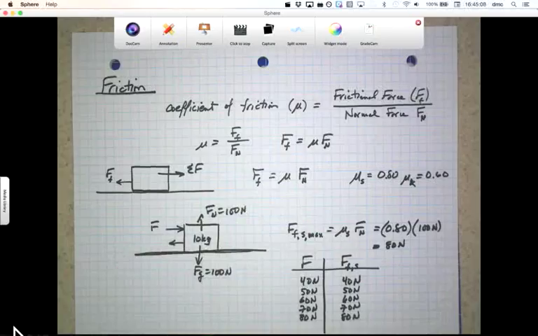What do we want to remember? Friction is always in the opposite direction of the actual motion, or the intended motion in the case of static.